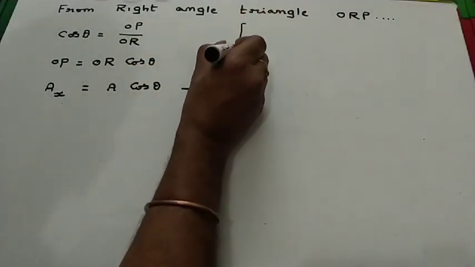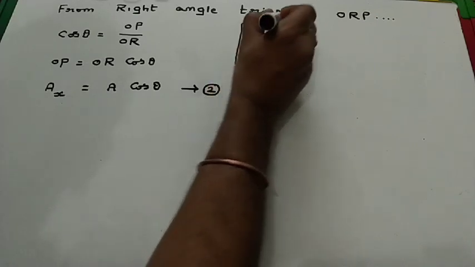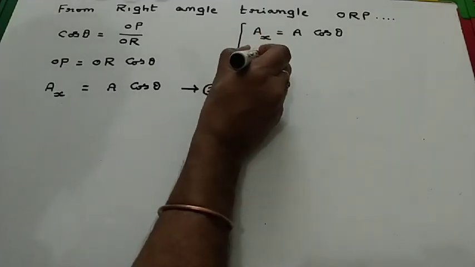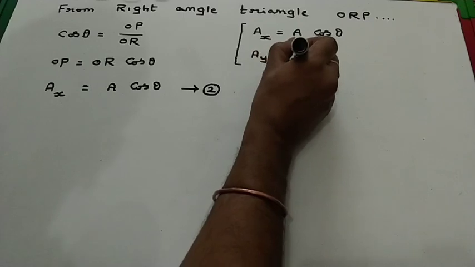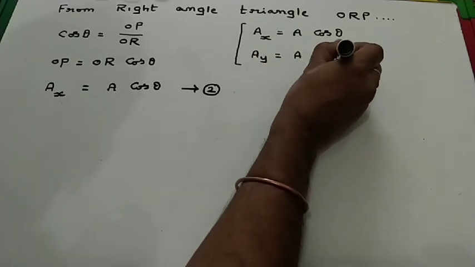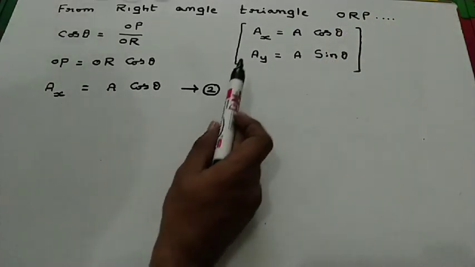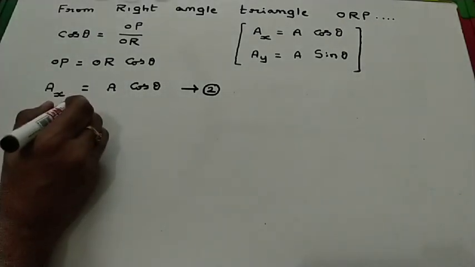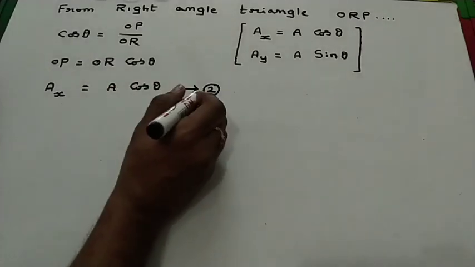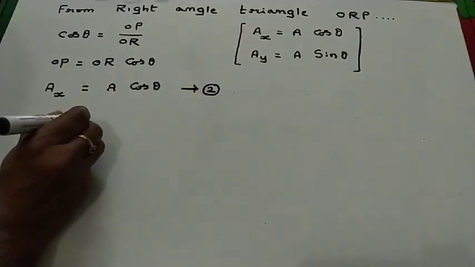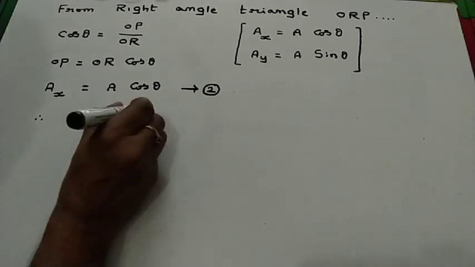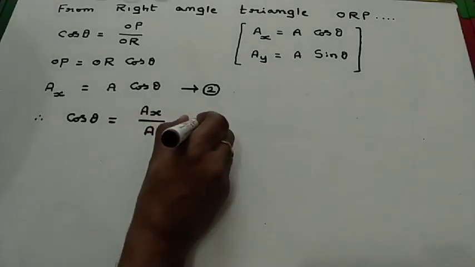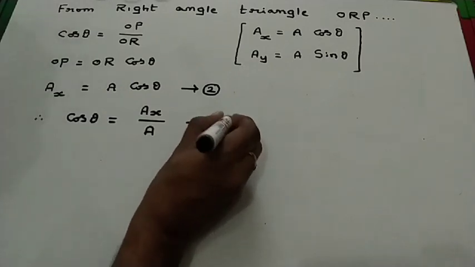That means what we understood? We understood Ax is equal to A cos theta, Ay is equal to A sin theta. Therefore, Ax is equal to A cos theta. Equation number 2. Therefore, cos theta is equal to Ax whole by A. Consider this is also equation number 2.